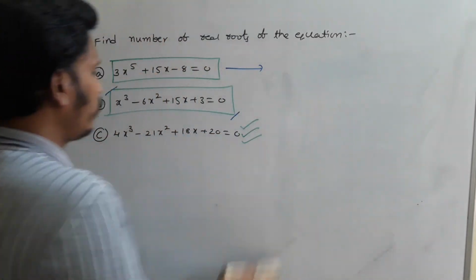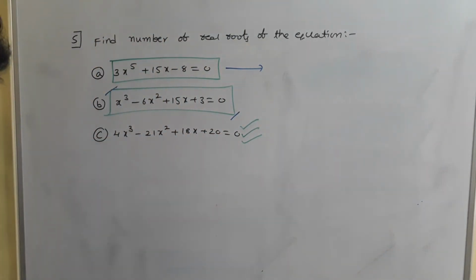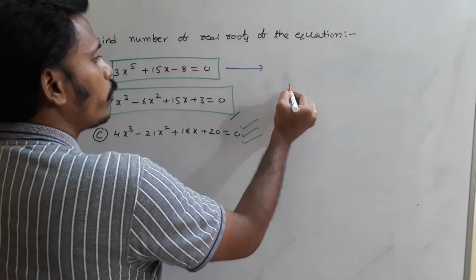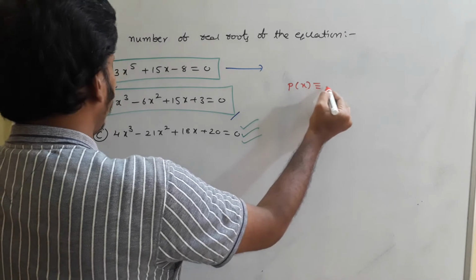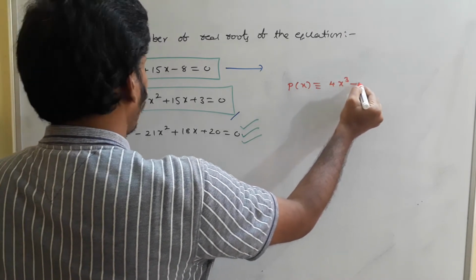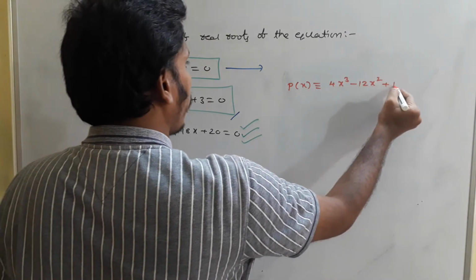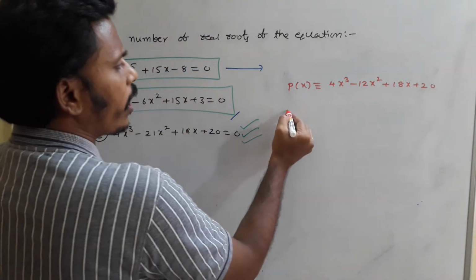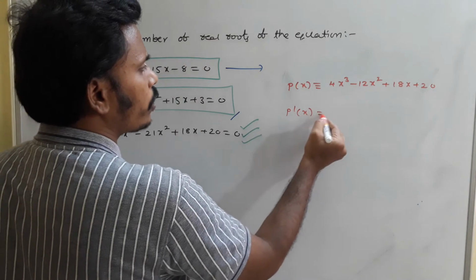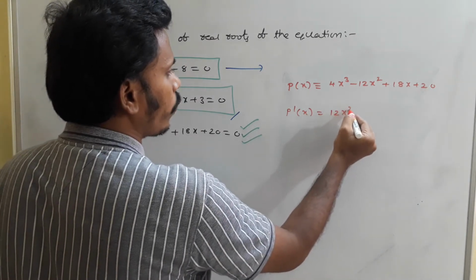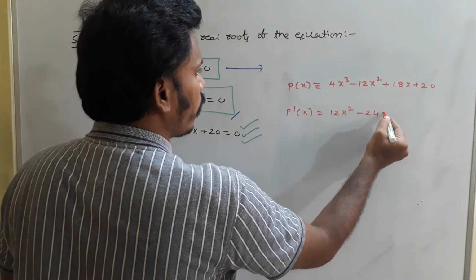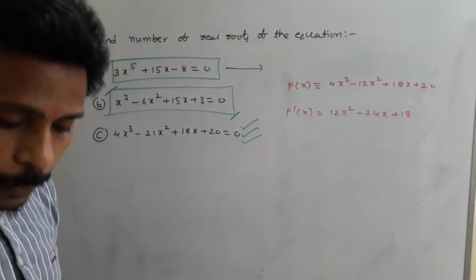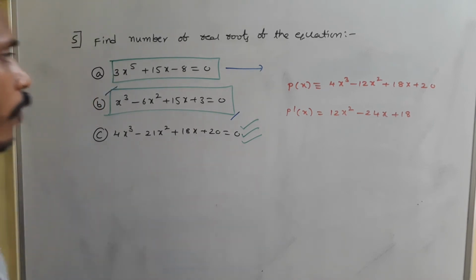And for the third one, the polynomial equation is this: 4x cube minus 21x square plus 18x plus 20 equals 0. You take that polynomial as p of x, 4x cube minus 12x square plus 18x plus 20. Try to find its derivative p dash of x, which for 4x cube is 12x square, for 12x square it is 24x, and for 18x it is 18. Try to find the roots for p dash of x. From there conclude the roots of p of x.